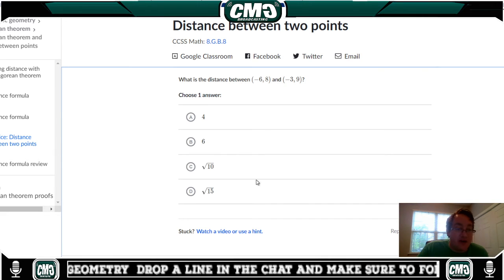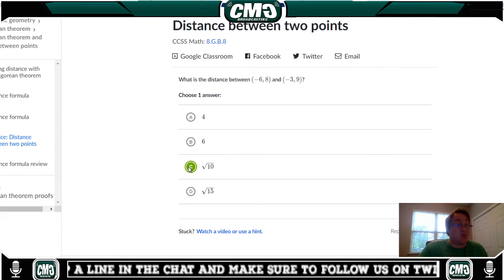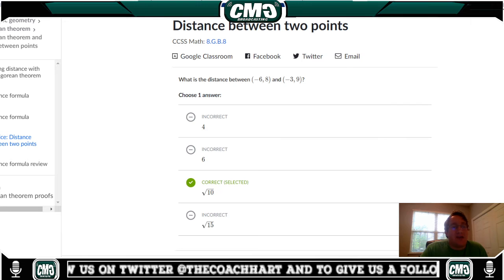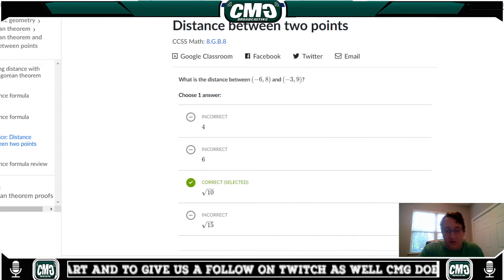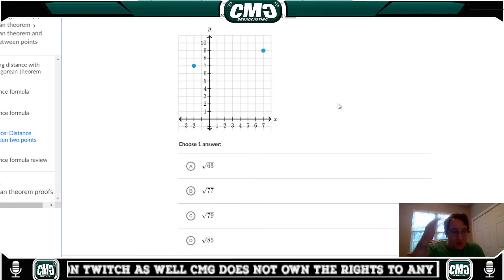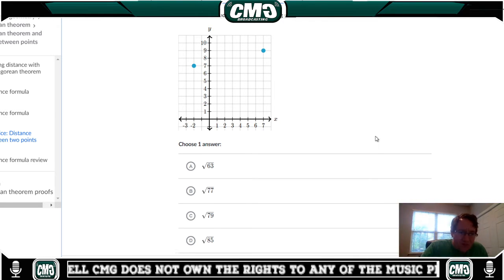You can put it into your calculator, or we can see that we've got square root of 10 as one of our answers. We click on that, and that is the correct answer. Now, Khan Academy is not going to give you a decimal answer and the square root. I will tell you, Khan Academy is just going to give you the numbers underneath the square root like we have. So now we're at a problem like this one.